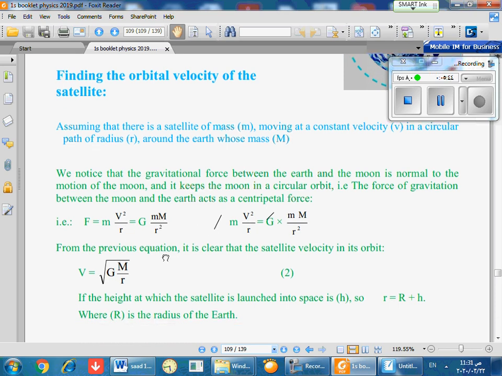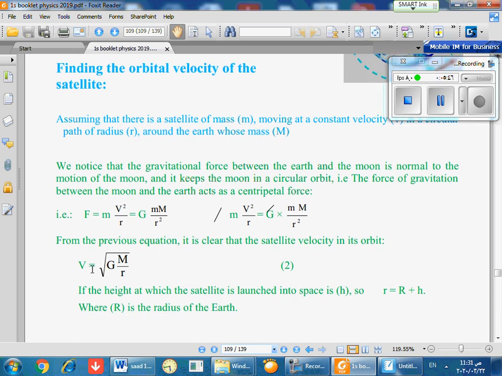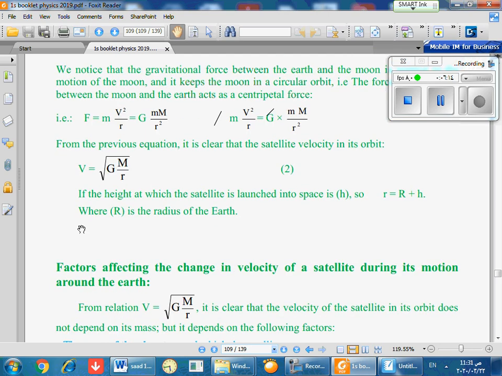From this relation we can conclude that V equals root GM over r. G is the gravitational constant, M is the mass of the planet, like Earth, and r is the distance from the center of the Earth to the satellite. And r can be calculated as follows: r equals R plus h. R capital means the radius of the Earth, and h is the height of the satellite from the surface of the Earth.